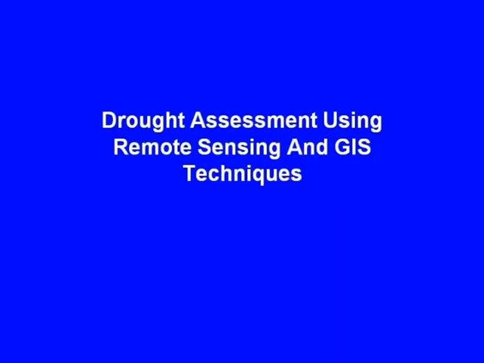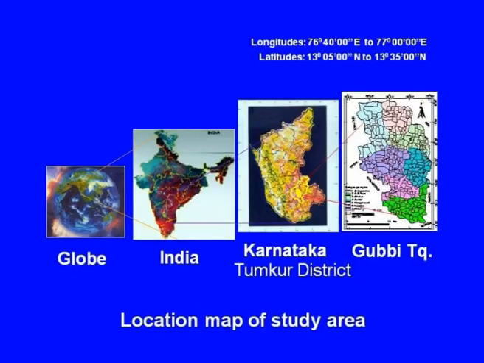Now, we go on to the use of remote sensing and GIS for drought assessment. Here, I am going to take up a small case study which has been carried out for Tumkur district, Gubbi Taluk in Tumkur district in Karnataka. We all are aware that Karnataka is one state which is facing drought for years together, and probably the last 50 years of records show that 70 to 75% of the time the state is under severe or moderate drought conditions.